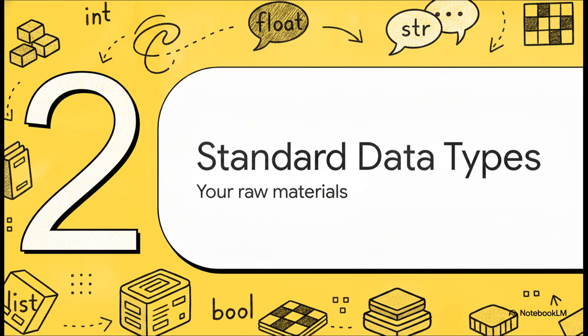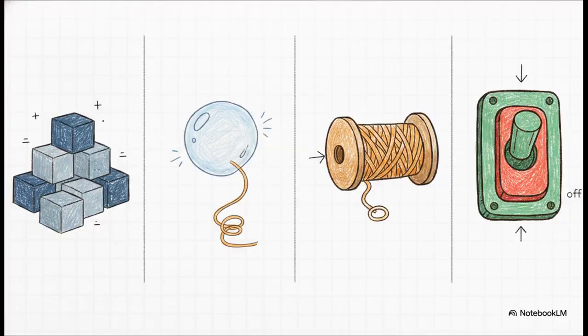Let's move on to section 2, Python standard data types. Time to gather our raw materials. Every workshop needs basic materials: wood, nails, glue. In Python, our simple materials are variables. First off, we have numbers. Python supports whole numbers, called integers, like the number 9, but it also supports decimals, which are called floating point numbers, like 9.0.